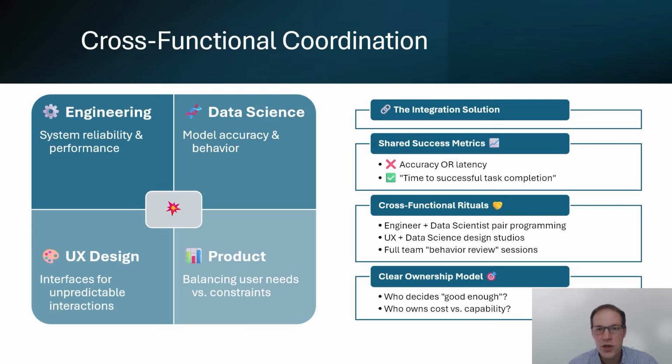To be successful, you need a shared language and metrics that bridge the disciplines. Instead of data scientists optimizing accuracy while engineers optimize latency, align around a user-centric metric like time to successful task completion. You have to create cross-functional rituals beyond the standard meetings. You want pair programming between engineers and data scientists. You want design workshops where UX and data science explore the patterns together. Think about how important this is when the model can change the conversation, changing the user experience. And finally, do behavior review sessions where all the disciplines observe the agent interactions together.